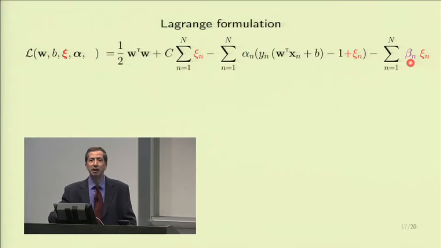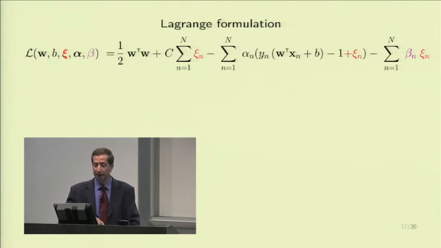I need to multiply it by a Lagrange multiplier, a new one. So I call this one beta. And I do this for all the constraints, capital N of them, and I have a minus because this is in the direction greater than or equal to. So it's absolutely nothing different here. And now I add the new Lagrange multipliers to my Lagrangian, and I get this.